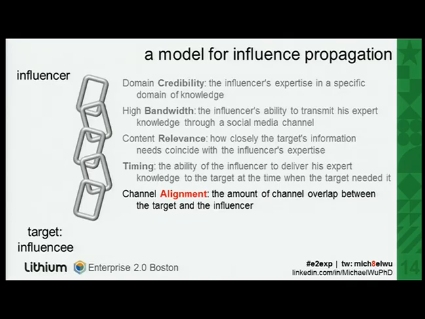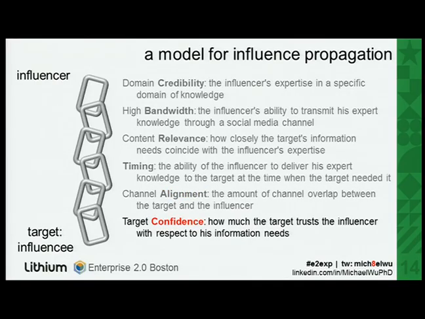And the last factor is what I call confidence. This is what other people call trust. Regardless of whether I have bandwidth, credibility, relevance, or timing, if you don't trust me, then I'm out of luck. I can't influence you. So the interesting thing about this model is that you have to have all 6 factors in order for the influencer's influence to propagate to the target. If you're missing any one, then you break the chain. That means the influencer's influence can't propagate to the target, and then you don't have influence at all. It's not the case that you just have less influence. You actually don't have influence at all.